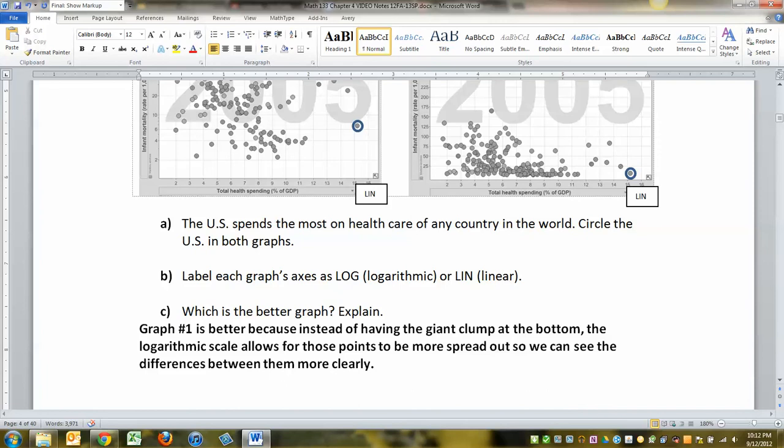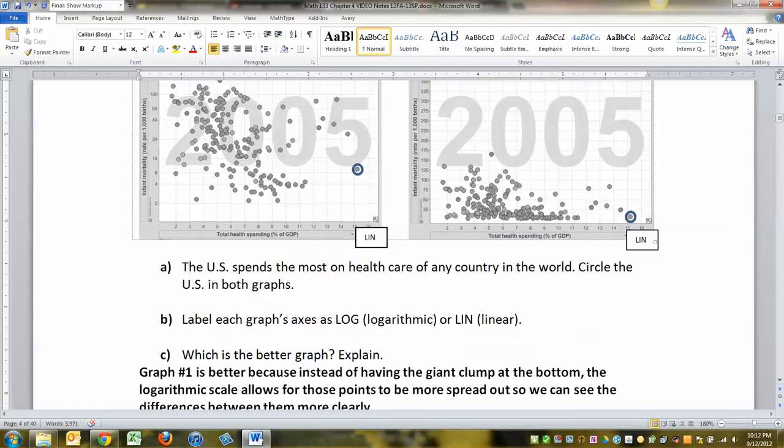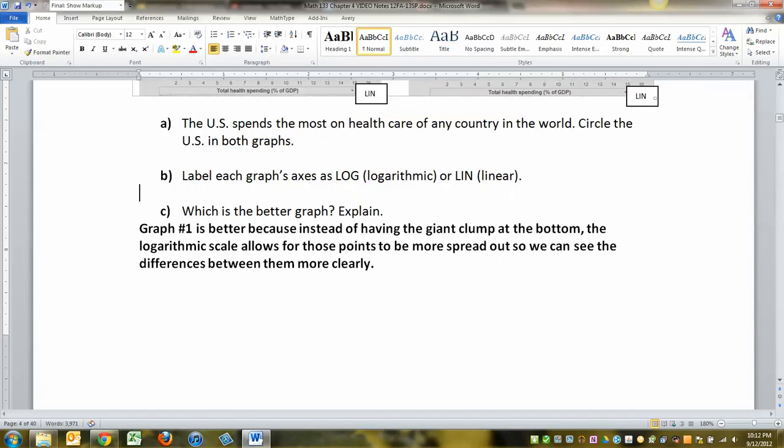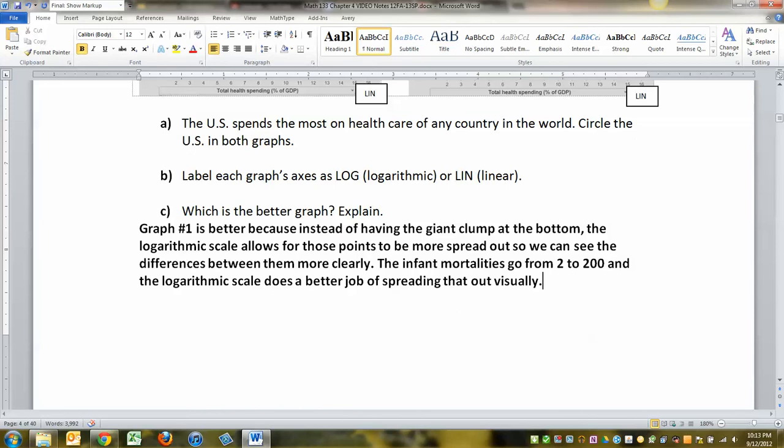And then I ask which is the better graph, and there's no question about it. Graph number 1, this one is the better graph. Because in graph number 2, you've got this big pile up down here, right? And rather than having that giant clump of everybody at the bottom with their infant mortality, it's not really helping you see the differences. If you spread it out with the logarithmic scale, you can really see the differences between the countries. Because they go from as low as 2 infant mortality rate, 2 per 1,000 births, all the way up to 200. Right? And you're able to spread that out and see it better with a logarithmic scale. There. And that's what I just wrote there. Right? The infant mortalities go from 2 to 100, so the logarithmic scale does a better job of spreading that out.